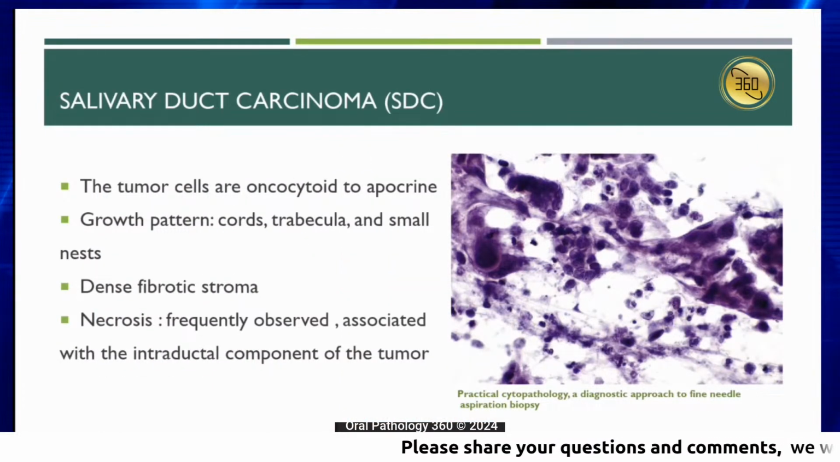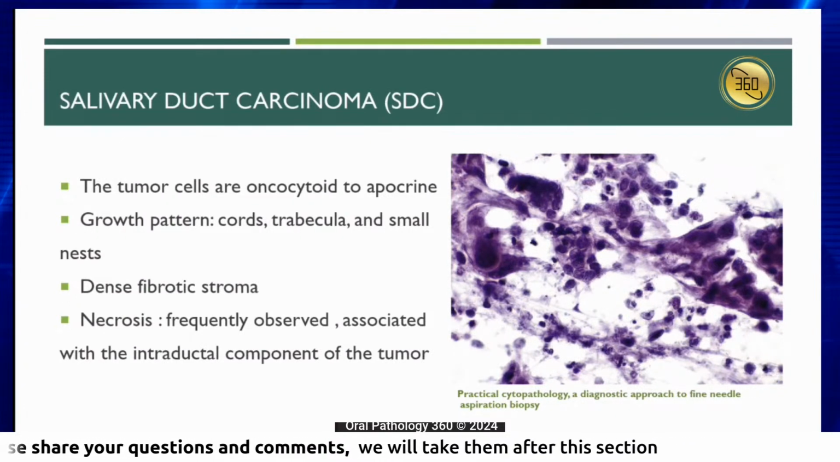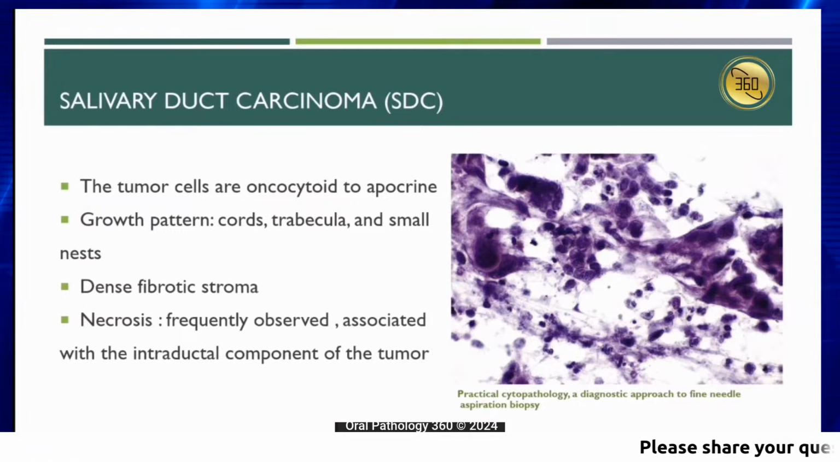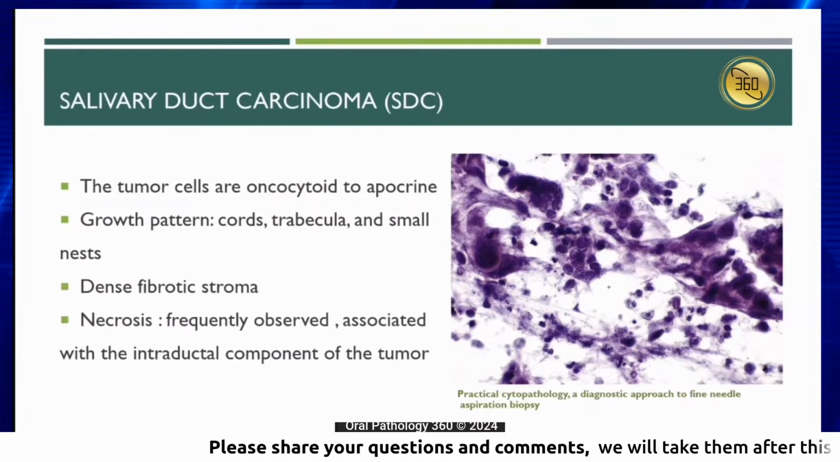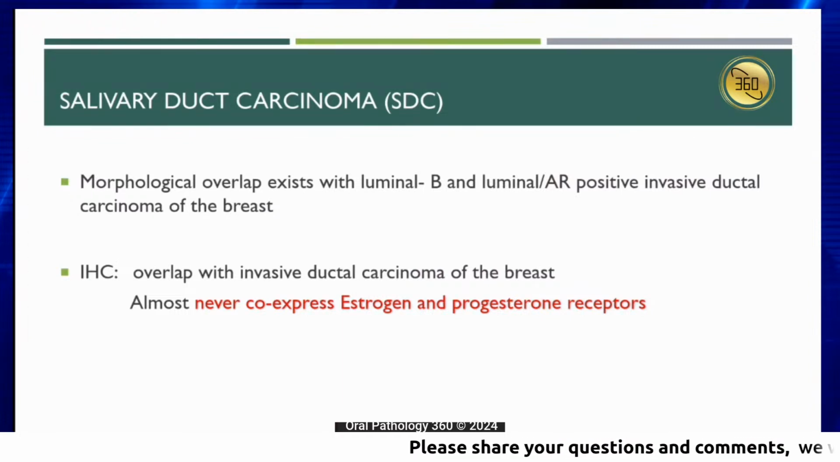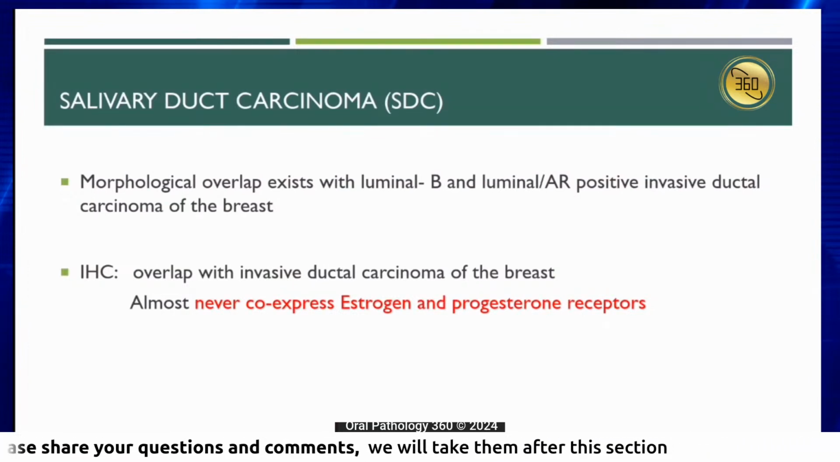Salivary duct carcinoma also has oncocytoid cells arranged in cords, trabeculae, or small nests. In this high-grade lesion, necrosis is a feature frequently seen associated with intraductal components. The necrosis with nuclear debris is seen in the picture on the right. Morphological overlap exists with invasive ductal carcinoma of the breast. However, in contrast to invasive ductal carcinoma, salivary duct carcinoma never co-expresses ER and PR.